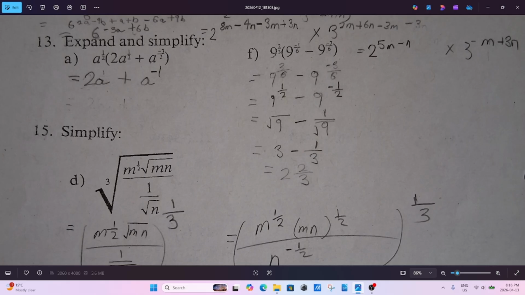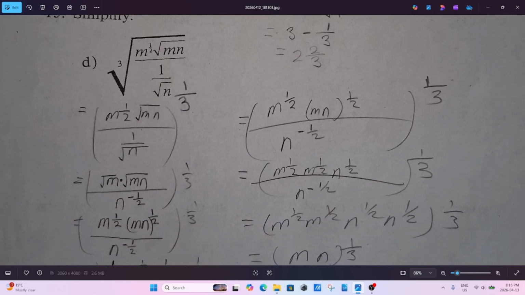plus the negative 7 over 6, which is equal to 4 over 6 minus 7 over 6, which gives you negative 3 over 6. Then you get 9 to the 1/2 minus 9 to the negative 1/2. So that's the square root of 9 minus 1 over the square root of 9, which is equal to 3 minus 1/3, which is equal to 2 and 2/3 in mixed fraction form.